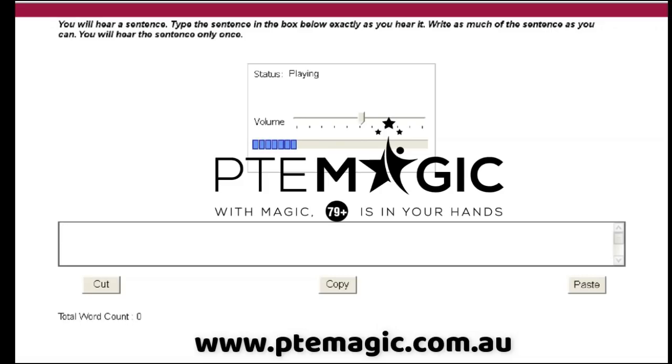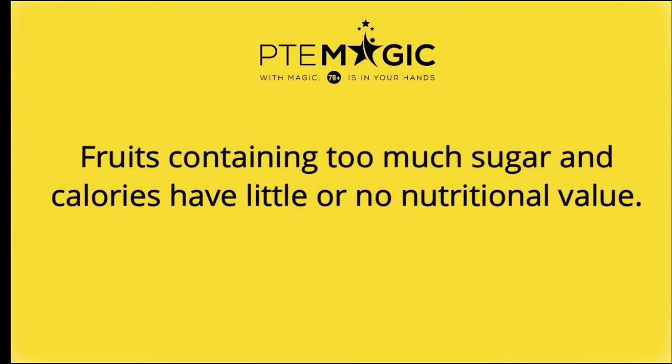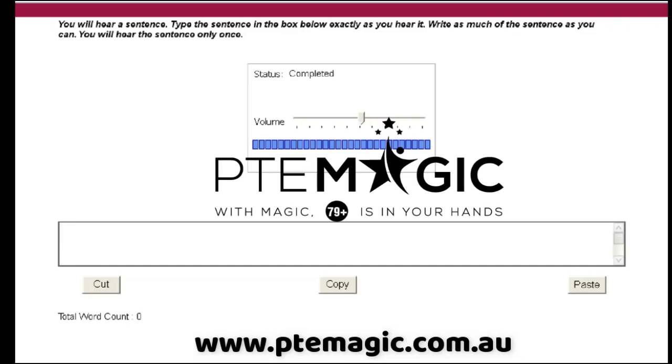Fruits containing too much sugar and calories have little or no nutritional value.